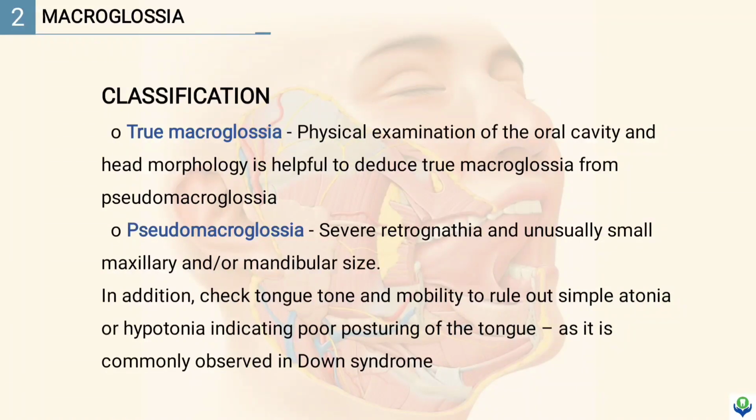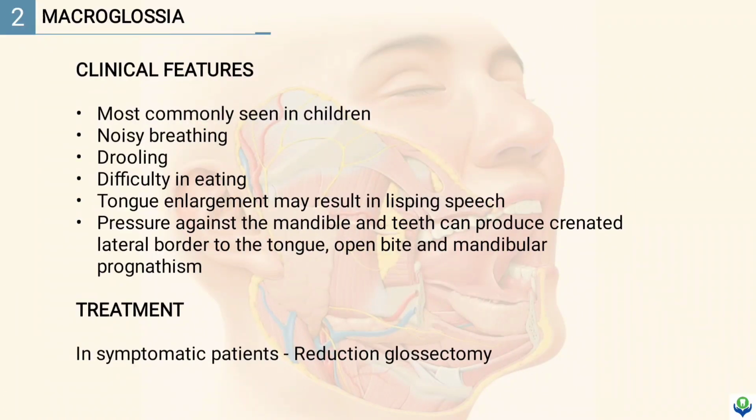In addition, check tongue tone and mobility to rule out simple atonia or hypotonia, indicating poor posturing of the tongue, as it is commonly observed in Down syndrome. Clinical features. Most commonly seen in children.